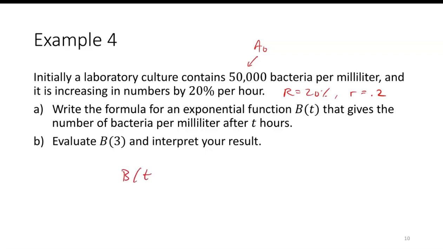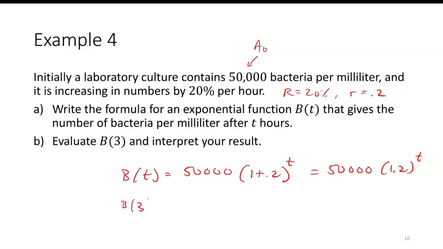Well, my initial amount is 50,000, and I'm going with a growth rate of 0.2, so this would be 1 plus 0.2 to the t, or 50,000 times 1.2 to the t. So let's evaluate B of 3. You're replacing t with 3, so you're looking at what the population would be after 3 hours. B of 3 would be 50,000 times 1.2 to the third.